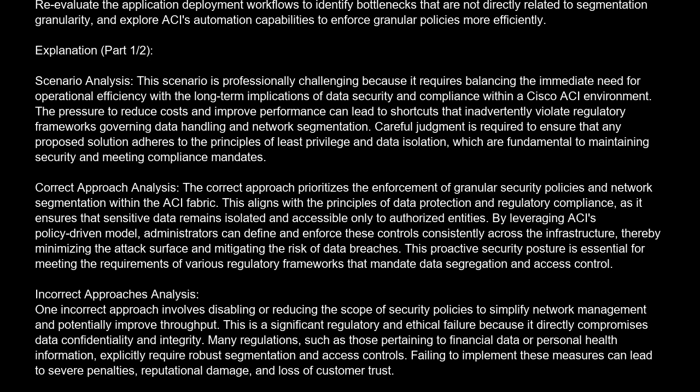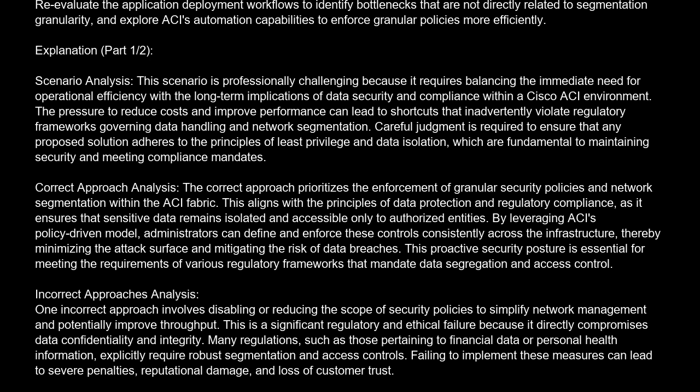Explanation. Scenario analysis. This scenario is professionally challenging because it requires balancing the immediate need for operational efficiency with the long-term implications of data security and compliance within a Cisco ACI environment. The pressure to reduce costs and improve performance can lead to shortcuts that inadvertently violate regulatory frameworks governing data handling and network segmentation. Careful judgment is required to ensure that any proposed solution adheres to the principles of least privilege and data isolation, which are fundamental to maintaining security and meeting compliance mandates.